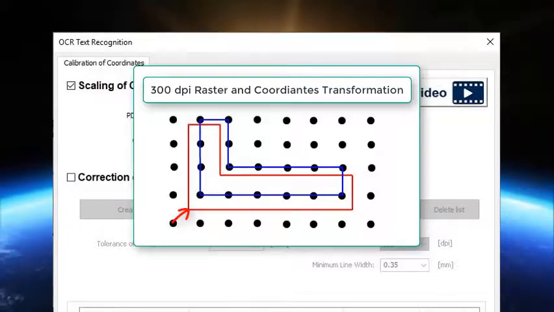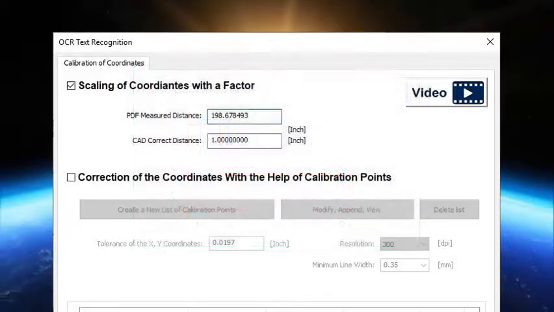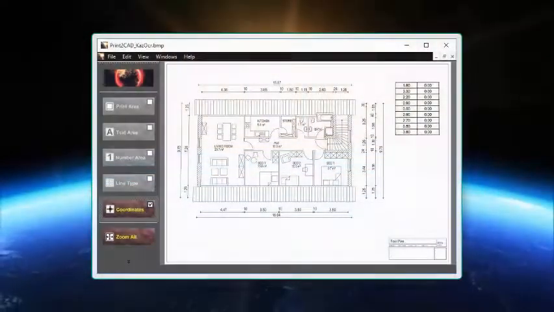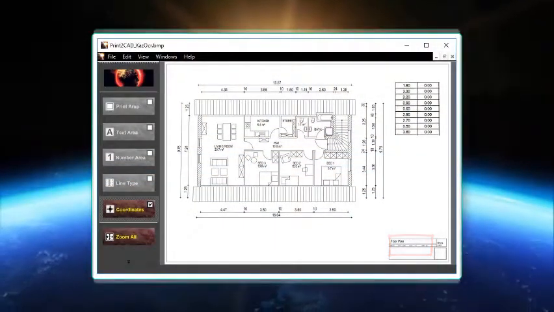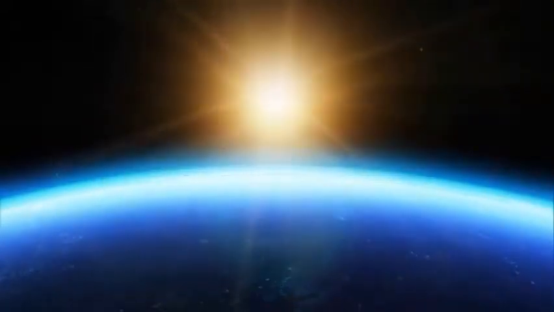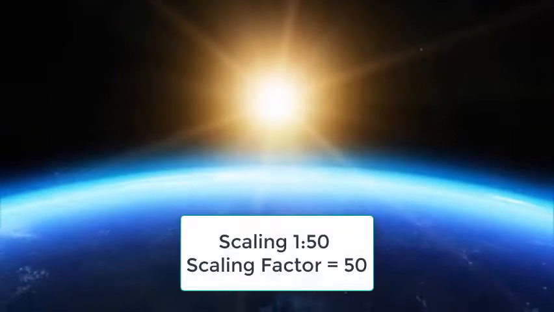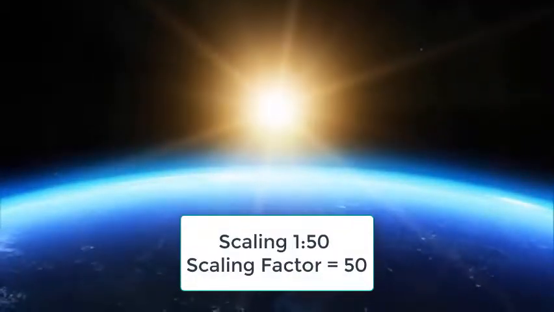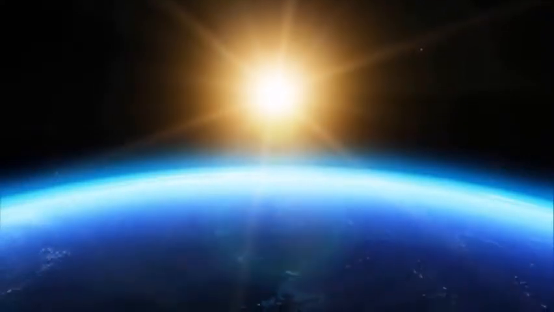You can try to calibrate the coordinates using a common scale factor for the coordinates. In a correct PDF file, the scale of the drawing is also the scaling factor of the coordinates. As an example, by scaling 1:50, the scaling factor is 50. Unfortunately, the scale of a PDF drawing can only be retrieved from the header of the construction plan.